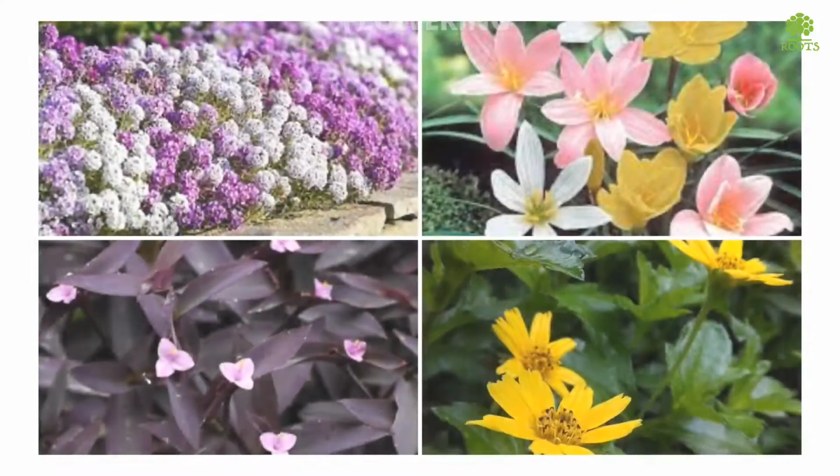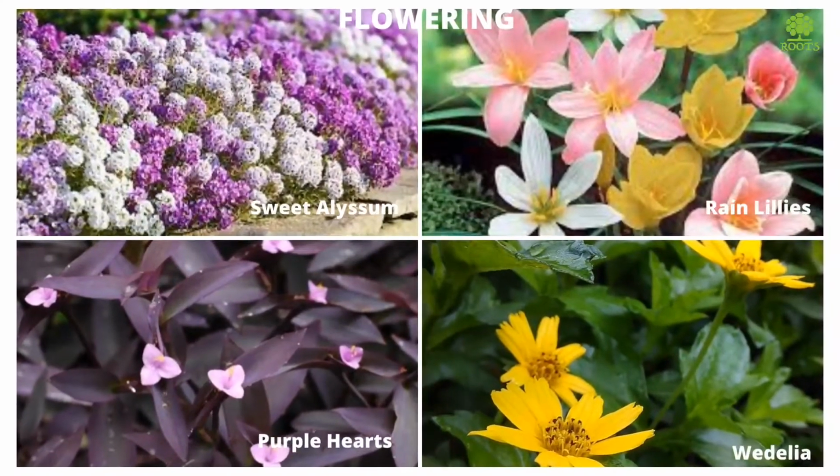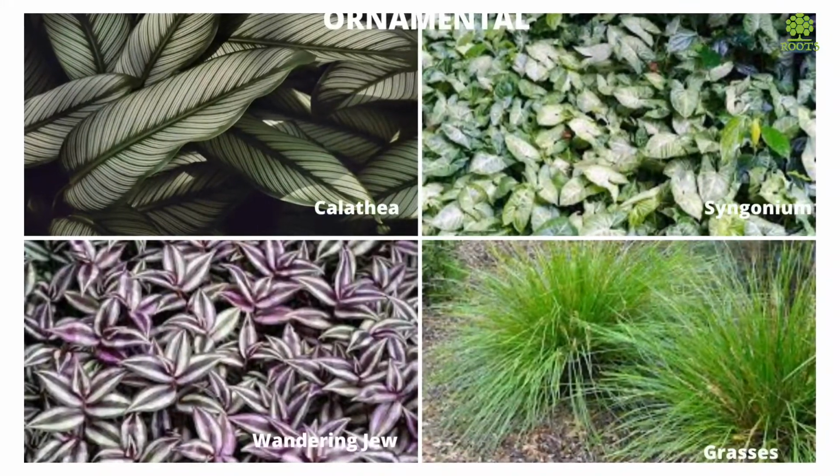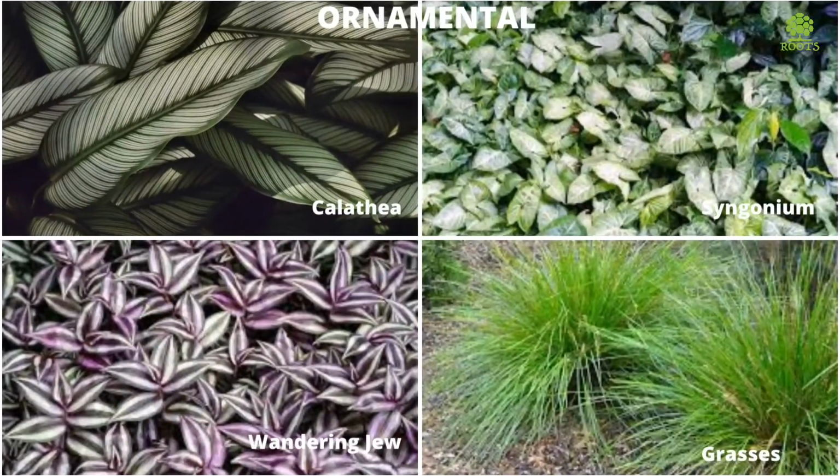Flowering ground covers include sweet alyssum, rain lilies, purple hearts and nasturtium. These are really great flowering plants. And if you're looking for ornamental options, then calathea, syngonium, wandering Jew and a variety of grasses come under this category. The second layer is what I call the mid layer.